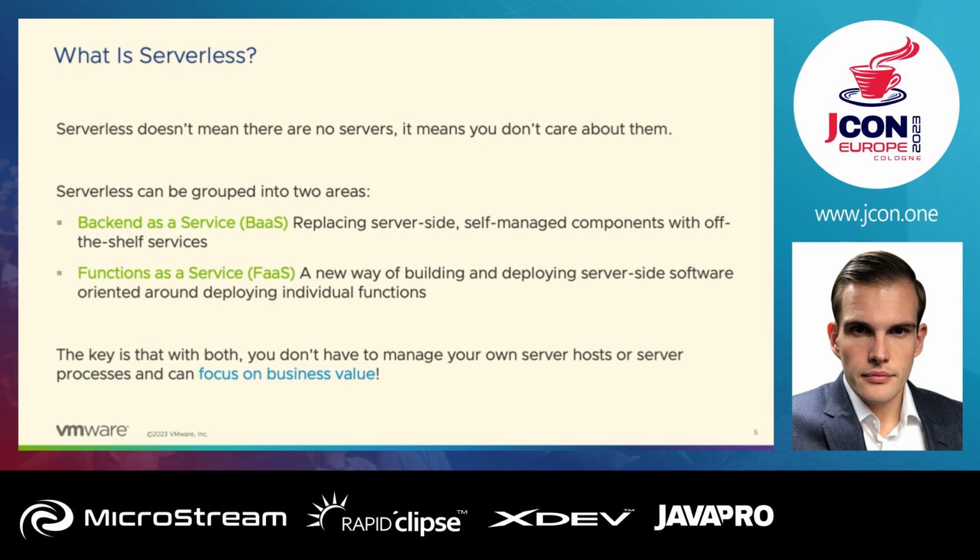Another group or area is function as a service, a new way of building applications as smaller functions. And the idea is the same, so you don't have to care about the underlying infrastructure, hosts, or processes. An example for a function as a service experience you may be aware of on runtime is AWS Lambda. The key for both is that you can really focus on business value and don't have to care about stuff your company doesn't get too much value out of.